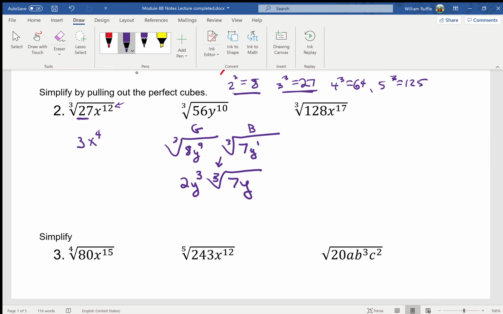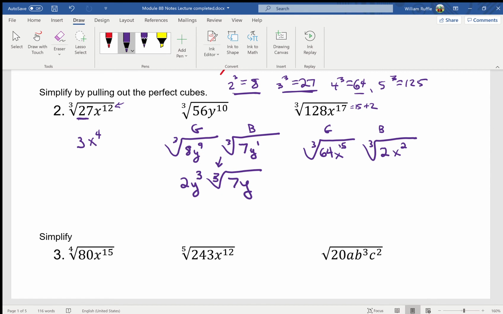The next cube root. Now 128 is not a perfect cube, so I've got to split it up. You notice 8 does go into it, but again, you want to pick out the bigger one. 64 goes into 128 as well. So I have my good guys, cube root, bad guys, cube root. The cube root of 64 is a good guy, and 64 times 2 is 128. Now 17 divided by 3 does not go evenly. So what's the highest multiple of 3 that's under 17? Well, that would be 15. So 15 plus 2 is 17. I'm going to make x to the 15th here and x to the 2nd here.